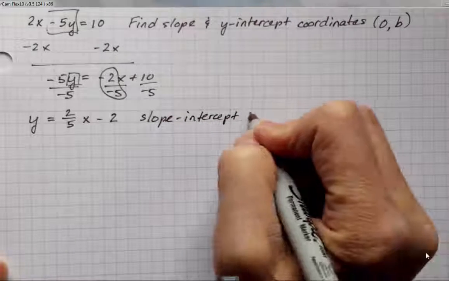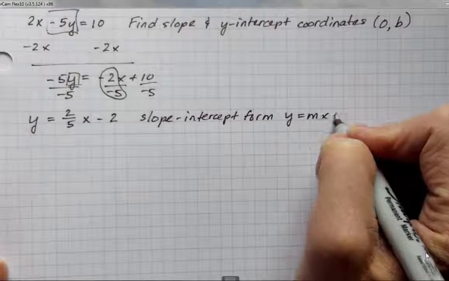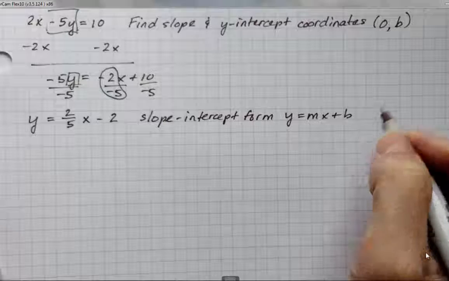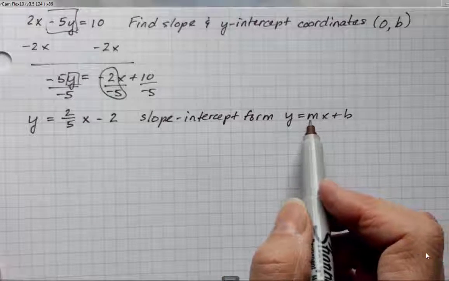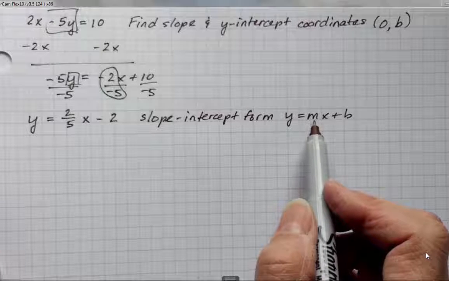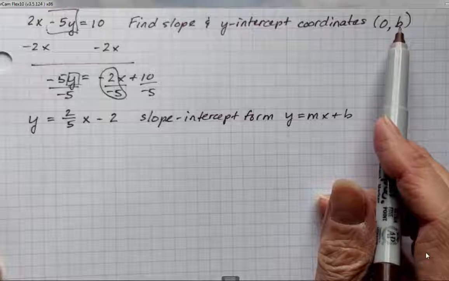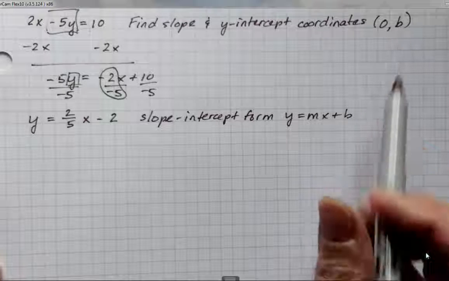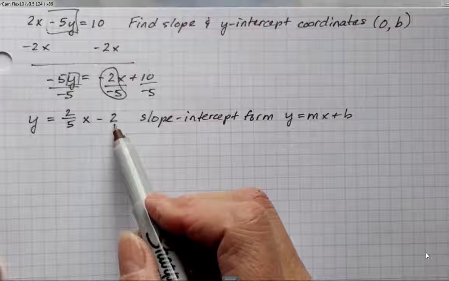Most students don't remember the name of this, and they call it the y equals mx plus b form. The true name is the slope-intercept. But this helps us realize that the coefficient of our x, the number in front of the x, is my slope. And then remember, the b that we need for our y-intercept coordinates is the b that we have here, which is the constant that we have in our equation.